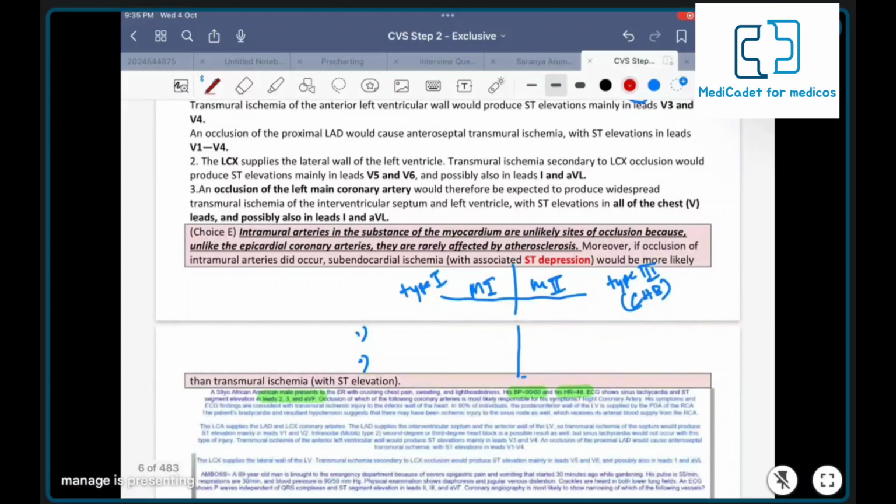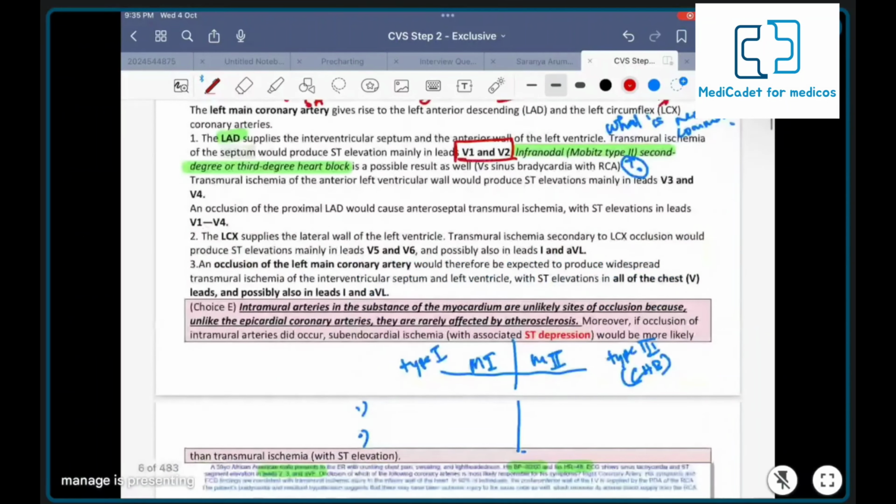Here they mentioned the LAD being affected causing Mobitz type 2. But can you tell me what is the most common cause for Mobitz type 2 and complete heart block? First, we'll discuss the cause. So the most important cause is aging. Yeah, aging. Now let me tell you what differentiates the types.